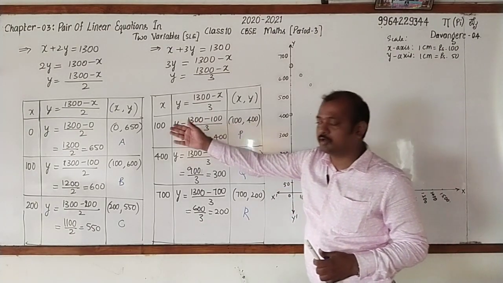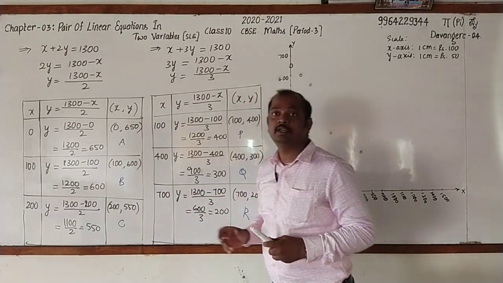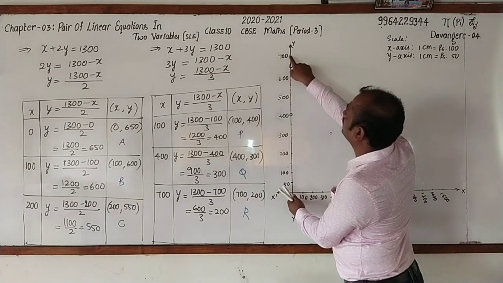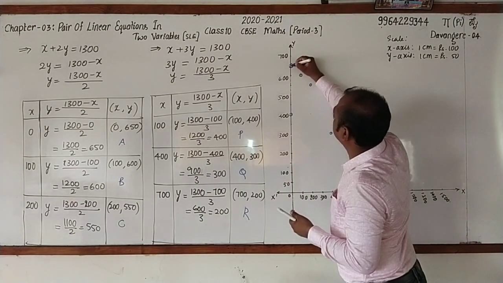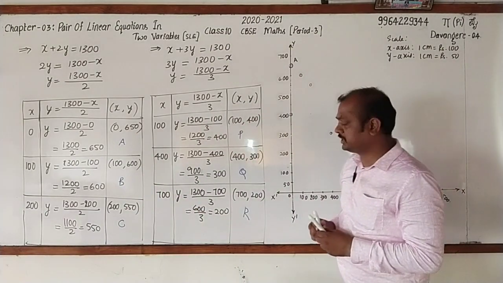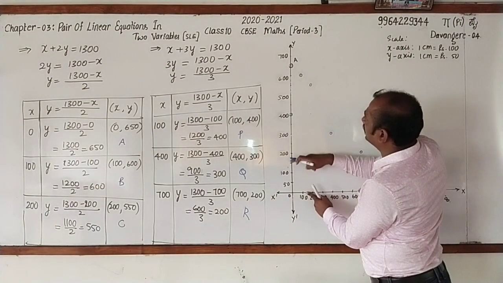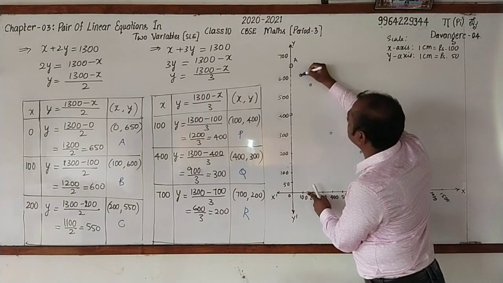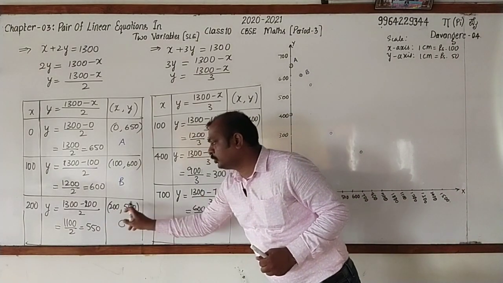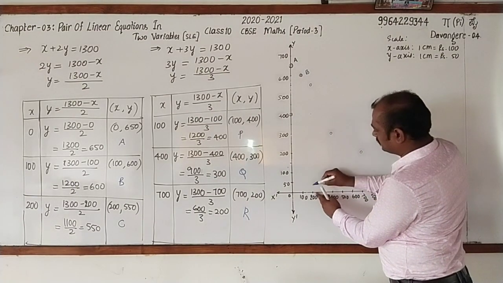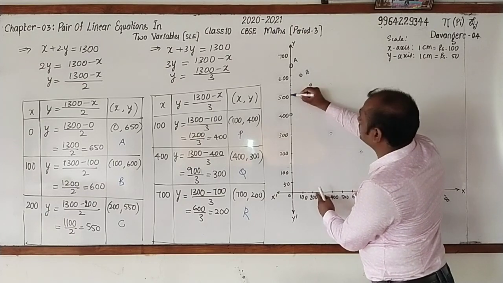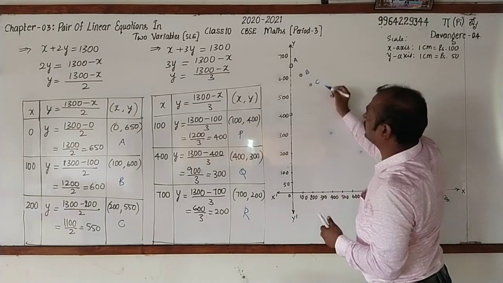Let us go for marking all these points. First point, A, (0, 650). When x is 0, y is 650. See, 600, here 700, in between. We have marked that here. I call this point A. Next, B, (100, 600). When x is 100, y is 600. That point is marked here. I call it B. Next, C, (200, 550). When x is 200, y is 550. So it lies between 500 and 600. That is here. Call it C.